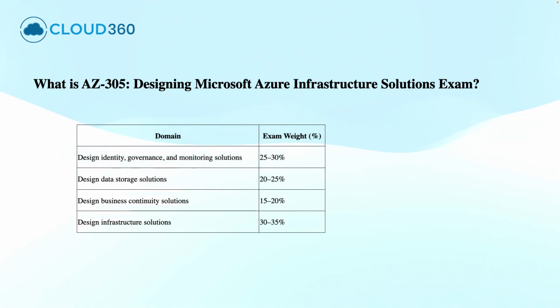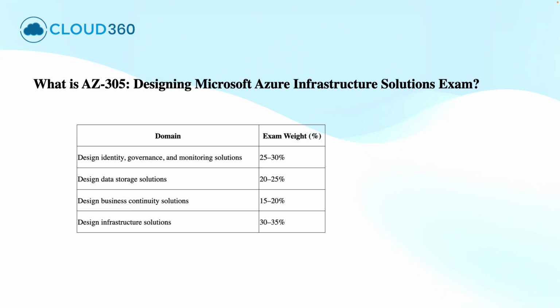The next domain is design business continuity solutions, which is 15 to 20% of the exam. This portion tests your ability to plan for disaster recovery and high availability. You will be expected to design backup strategies, configure Site Recovery, and understand the RTO and RPO requirements based on the business requirements.